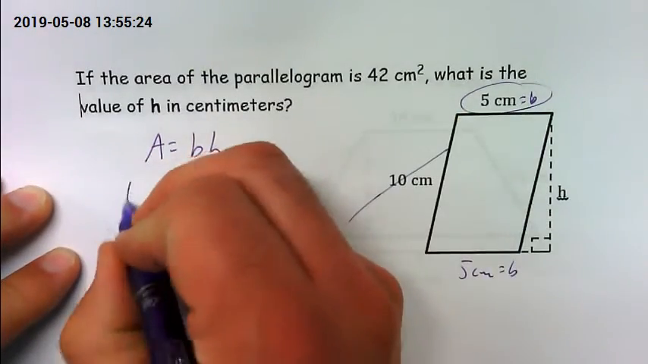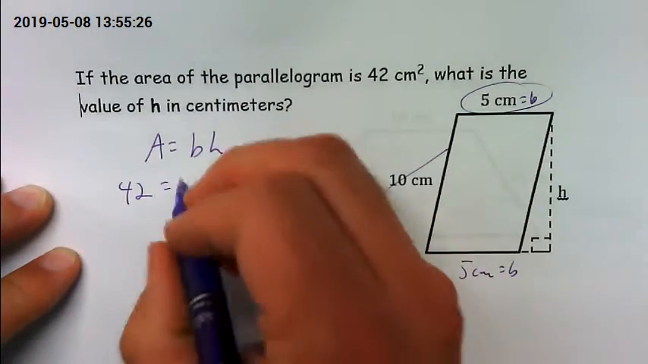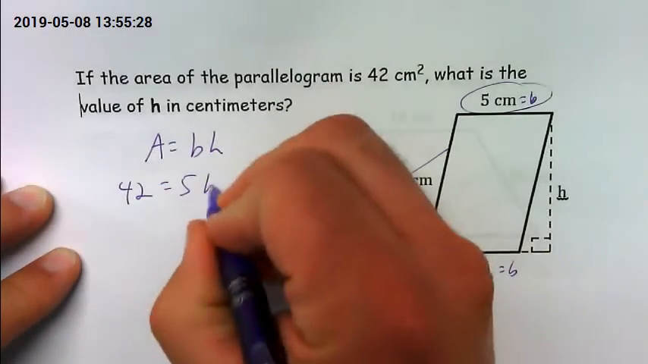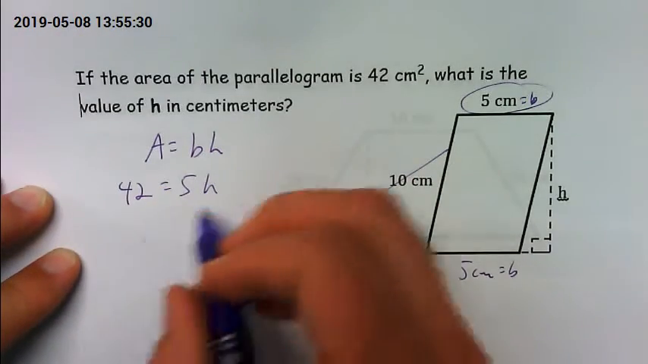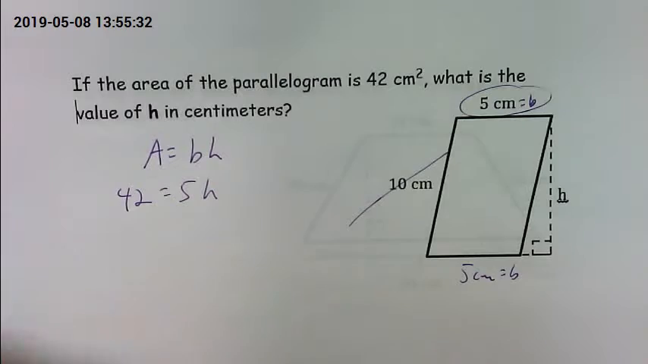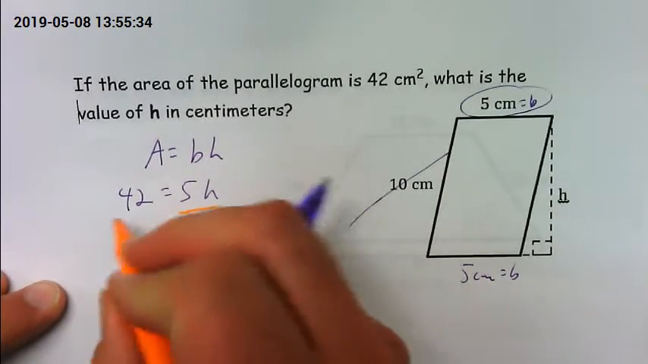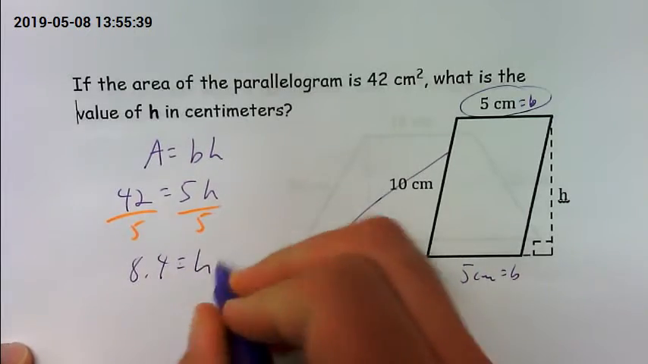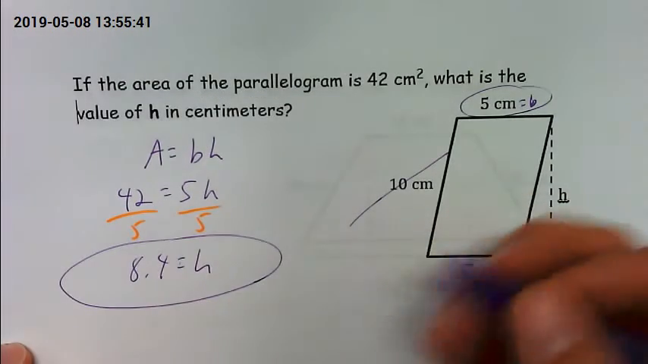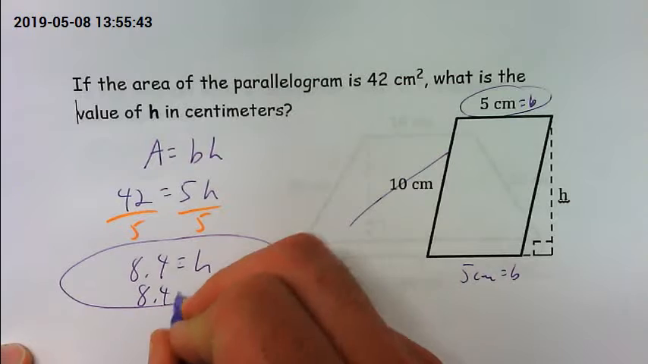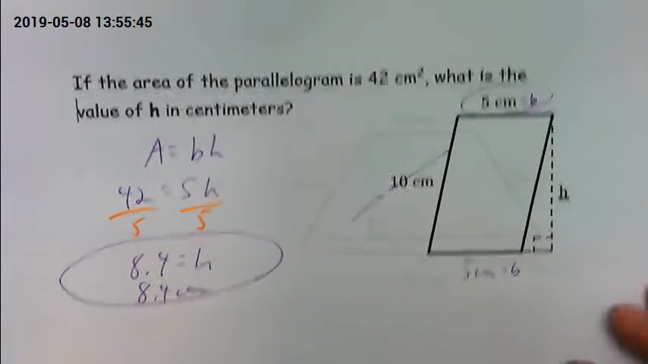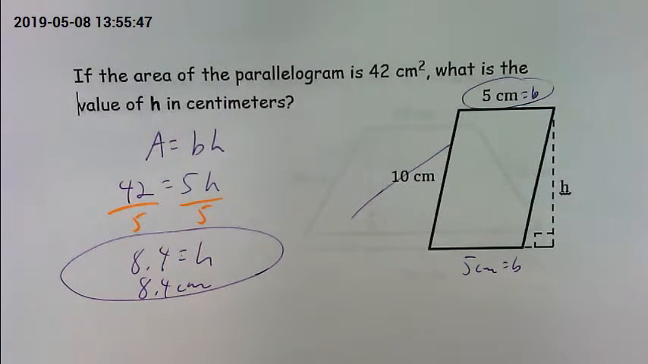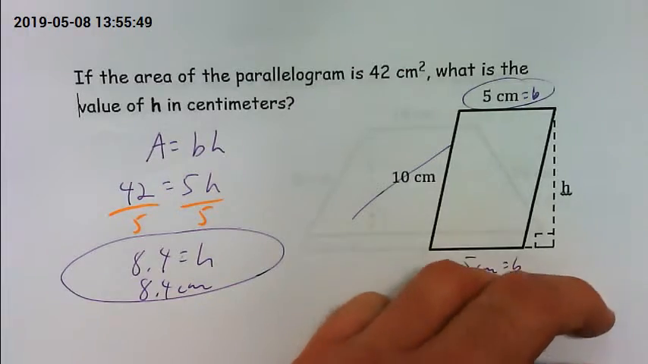So they gave us the area, 42. They gave us the base, which is 5. We're looking for the height. So now, just divide off the 5. What is 42 divided by 5? 8.4. And probably should also say 8.4 centimeters because it's a height, so you should include your units.